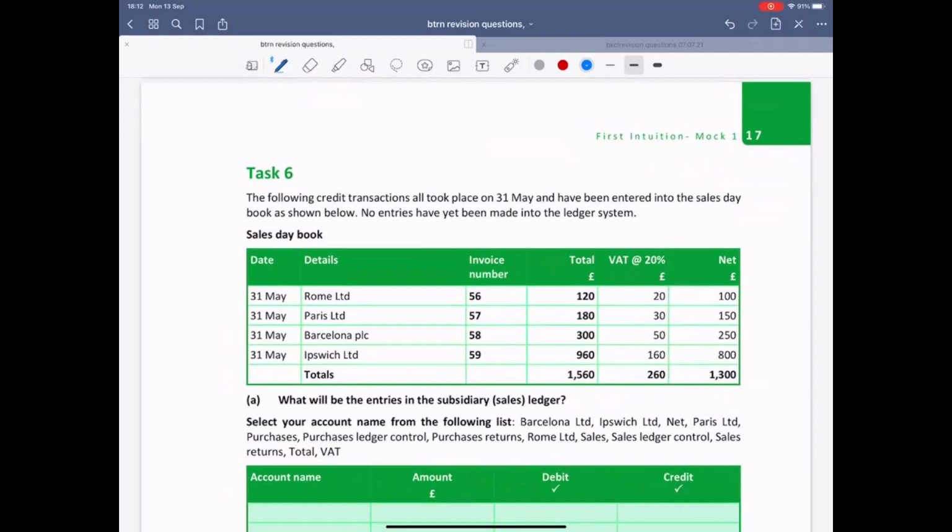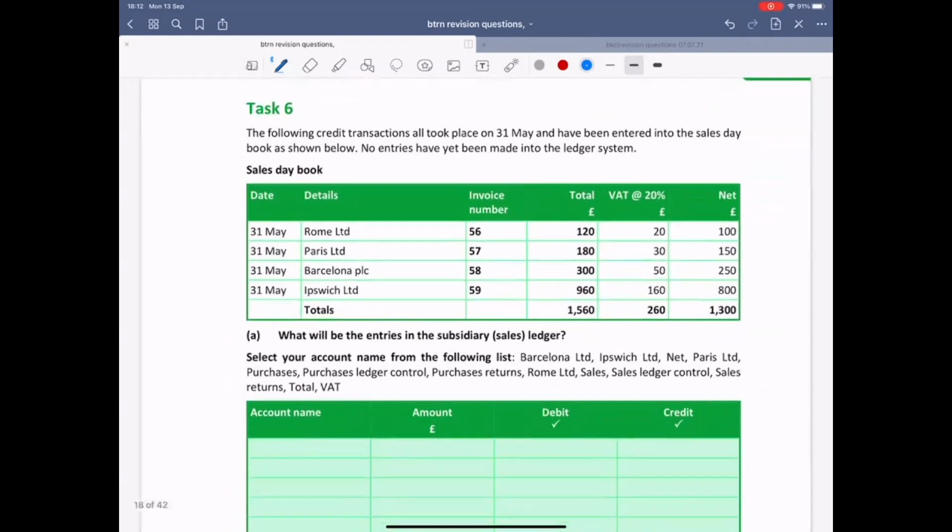No entries have yet been made into the ledger system. So you can see our sales day book, 31st of May. We've got all the details of these individual companies. We can see our invoice numbers going in numerical order. That's good because that's how we should see them processed into our system, so we can keep track of all the individual invoices. We've got our total column, our VAT, and then our net.